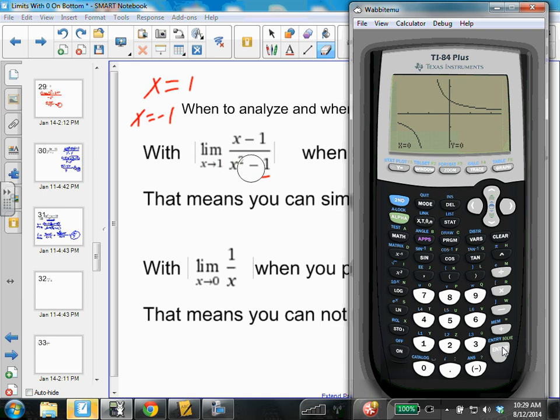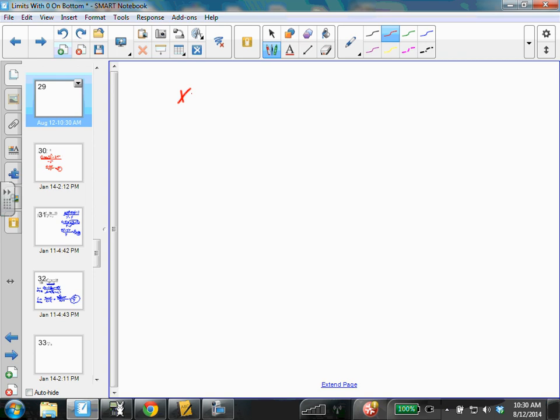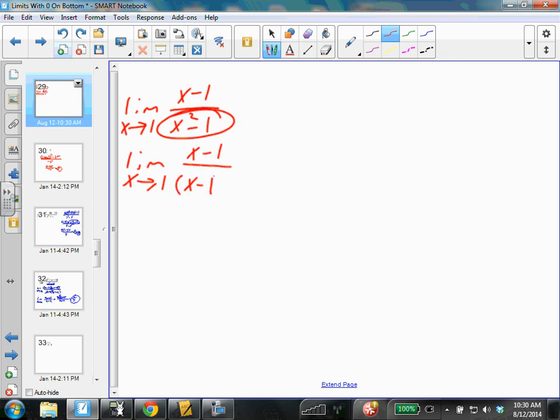If you plug a 1 into this problem, you'll see that you would get 0 over 0. And so this limit could be simplified. You could change this into the limit as x approaches 1 of x minus 1 over x squared minus 1, and that's a difference of squares. So you can do x minus 1 times x plus 1, and the x minus 1s will cancel. And so what you get is the limit as x approaches 1 of 1 over x plus 1. And now when you plug in, you get 1/2.